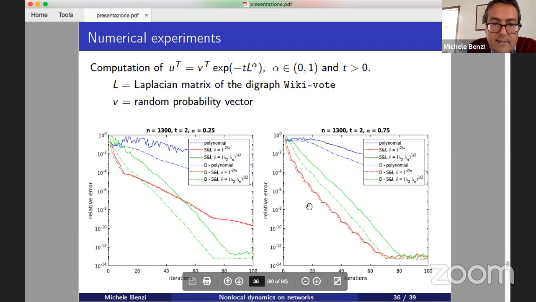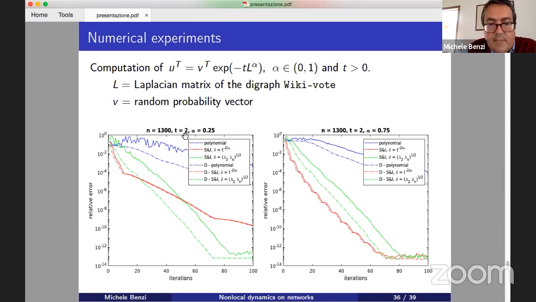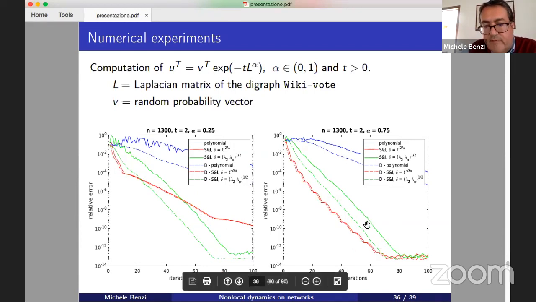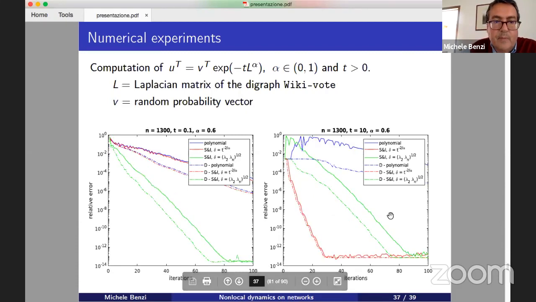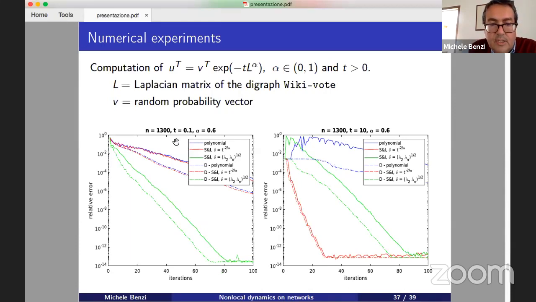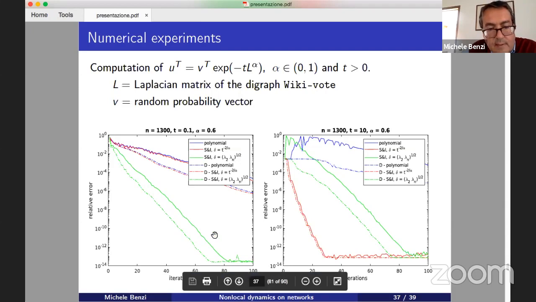And now another example, the wiki network, also directed, same fixed time t, say time 2, and two values of alpha, 0.25 and 0.75. Again, you can see that the rational methods perform quite well in both cases, and the polynomial methods converge quite slowly. Same thing now, still wiki vote, now t changes and alpha is fixed. Once again, we see the very good convergence behavior of the rational methods.